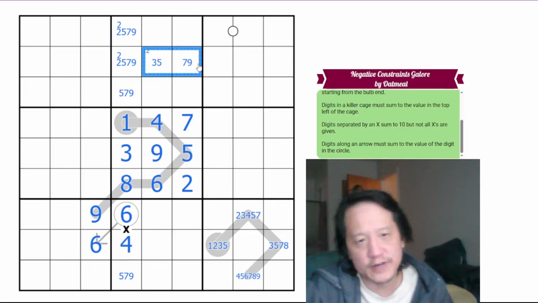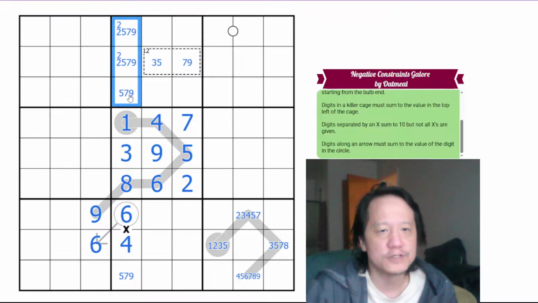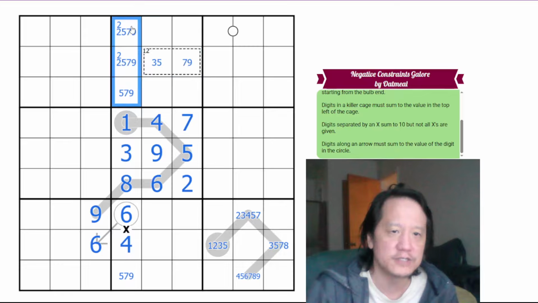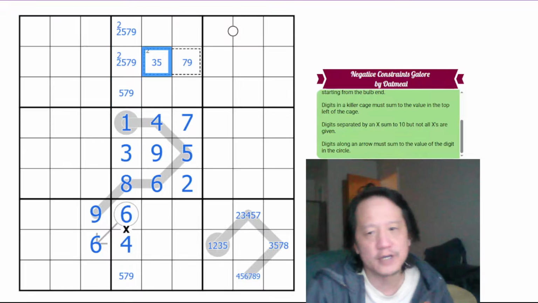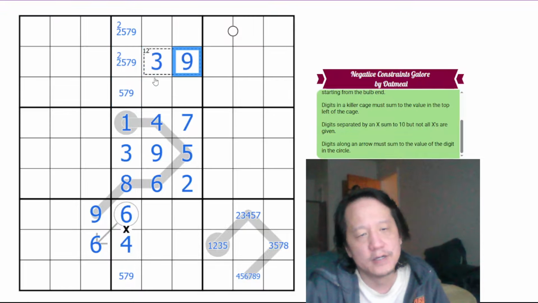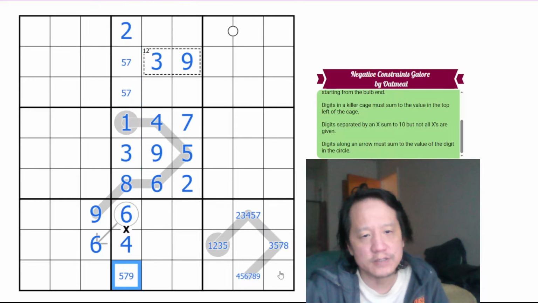Also, if this is 5, 7, that would force this to be a 2, 9 pair for 3 cells, which is not allowed. So this has to be 3 and 9, which is eliminating 9 in the rest of the box. 2 cannot be consecutive with 3, so this is not 2, which makes this a 2. That means this has to be 9 because of the 5, 7 pair in the column.